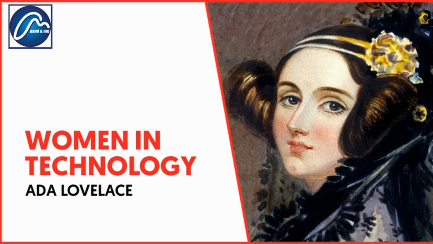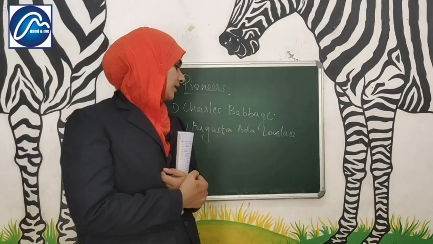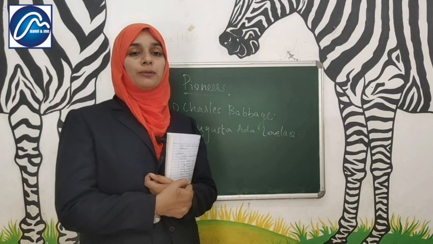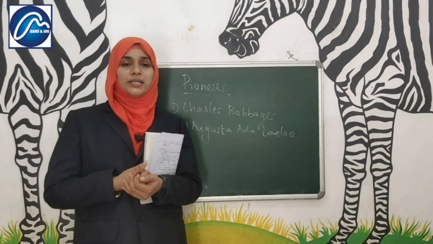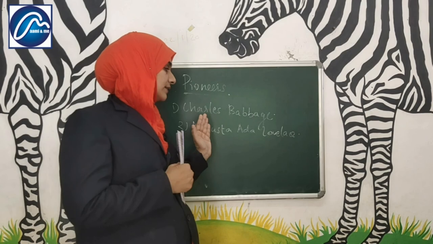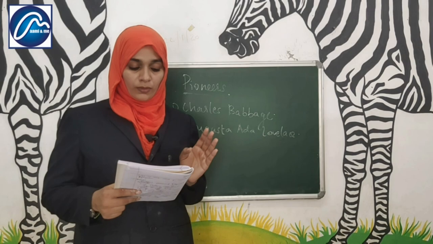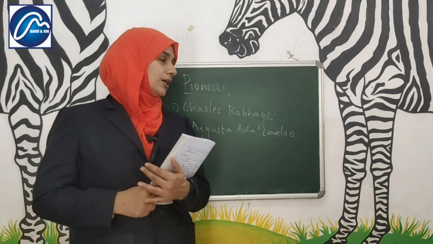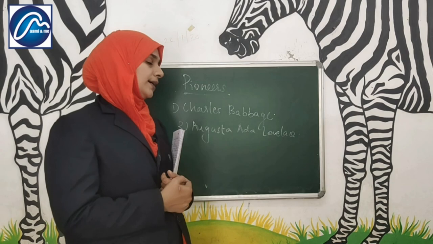She is mainly known for her work on the analytical engine that was stopped by Charles Babbage. Charles Babbage couldn't complete the work on the analytical engine, but this lady, Augusta Ada Lovelace, who was a mathematician, continued to develop the analytical engine. She is regarded as the first computer programmer of the world. Who is that? Augusta Ada Lovelace.